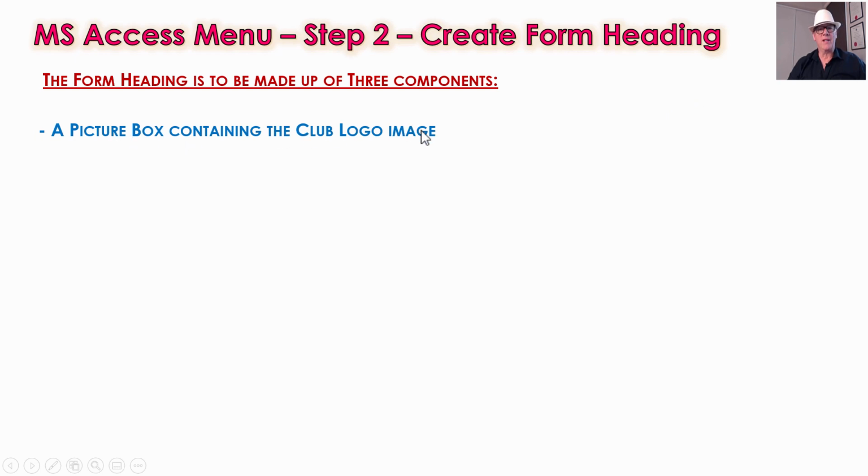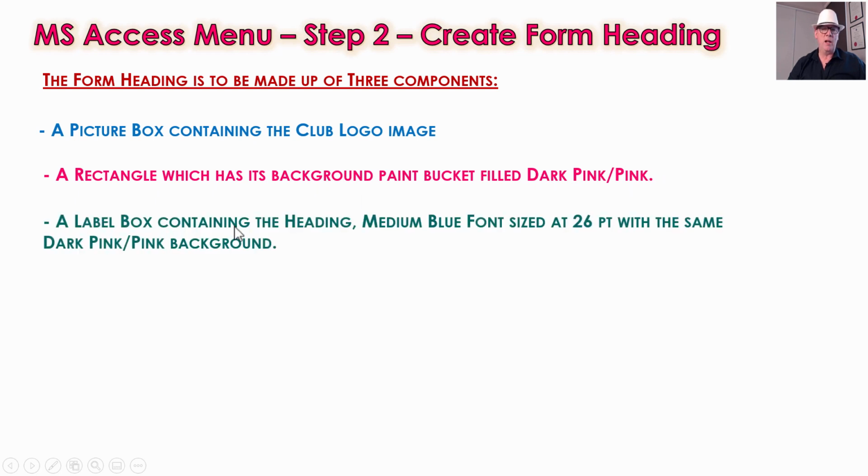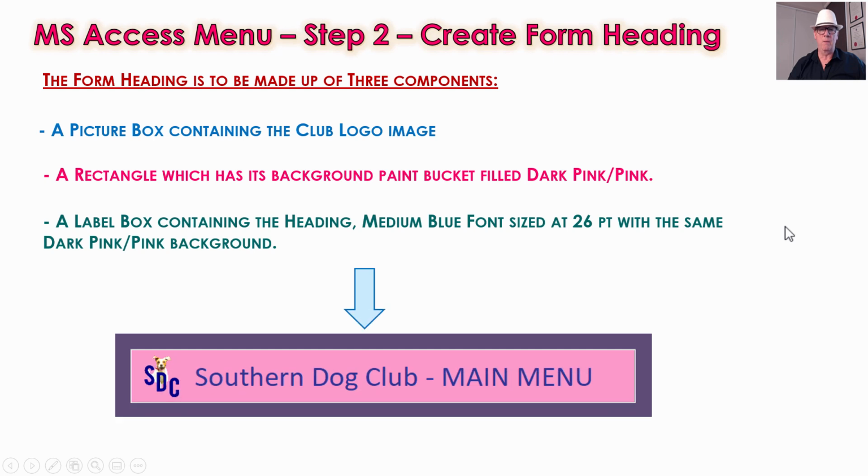So we need a picture box containing the club logo image. We need a rectangle that's going to be dark pink colored, and we're going to need a label box put on top of that rectangle that's going to have our heading text in it. That's going to be 26 point in its size, medium blue. So the whole finished thing will look like this.